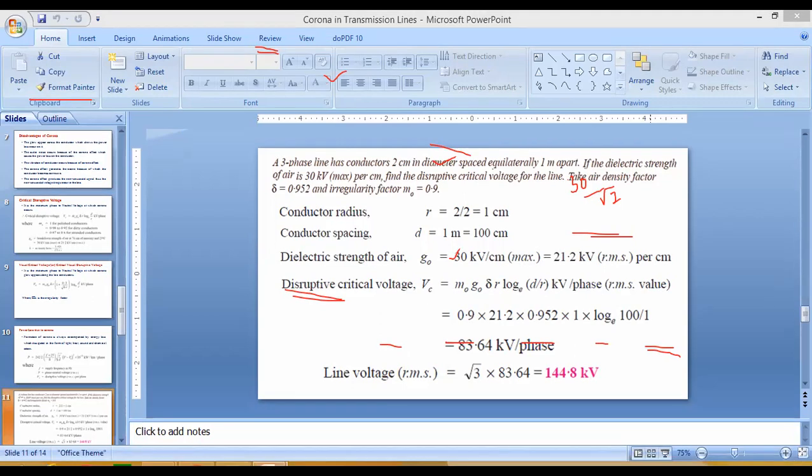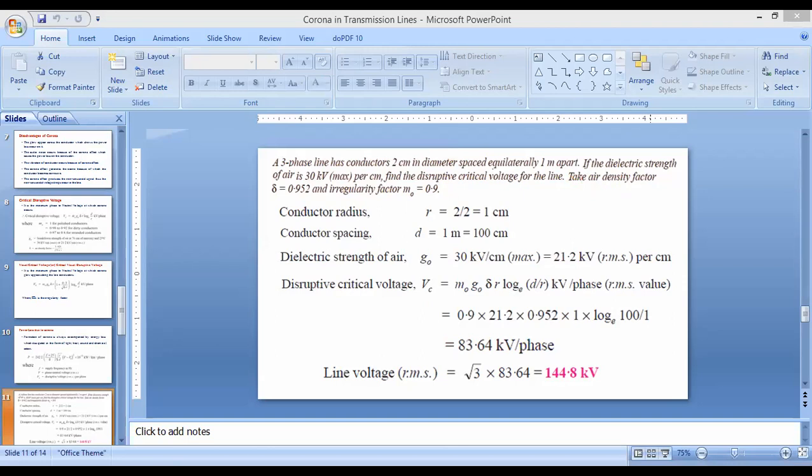83.64 kilovolt per phase. But finally, we need to represent it in terms of line voltage. This is the per phase value, the RMS value, but we can represent it in terms of the line value by multiplying by root 3. That is root 3 into 83.64, and we get 144.8 kV.